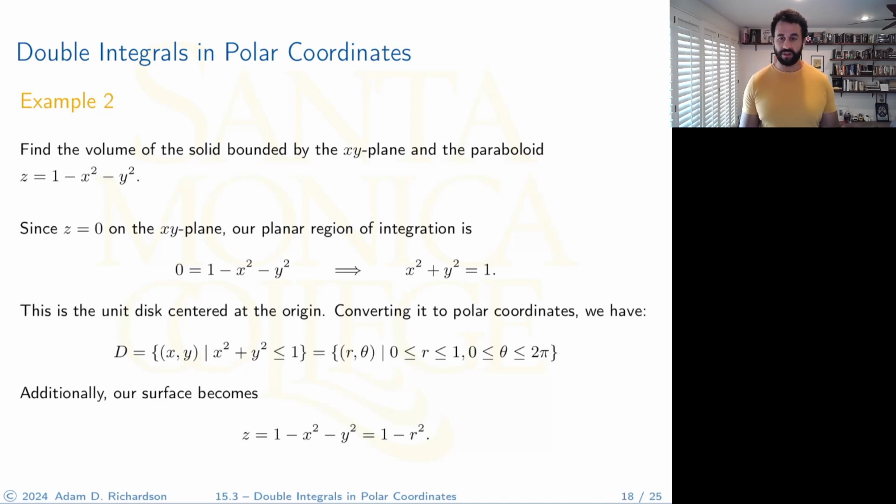Now, we have to also convert our surface, right? We have to convert this function to be in terms of r's and thetas. But maybe you can see, remember, x squared plus y squared is equal to r squared. So we can change x squared plus y squared to r squared. And so this expression becomes r squared, and then the whole thing becomes 1 minus r squared. So now we've got everything. We converted z to be in terms of r, and we've got our bounds in terms of r and theta. Now we can do our integration.